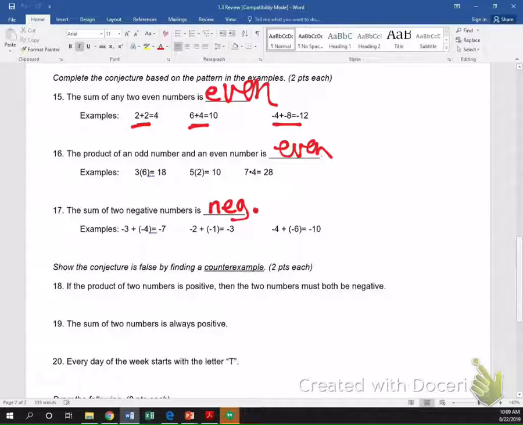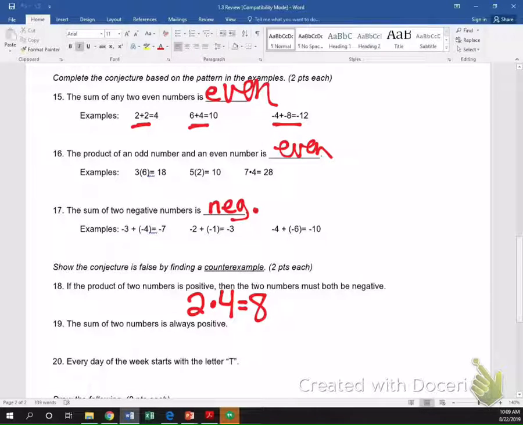All right. Next section, show the conjecture is false by finding a counterexample. If the product of 2 numbers is positive, then the 2 numbers must both be negative. Yes. 2 times 4 equals 8. So you can just show me that 2 positives multiply together to give me a positive.